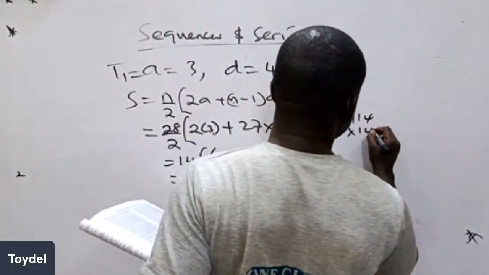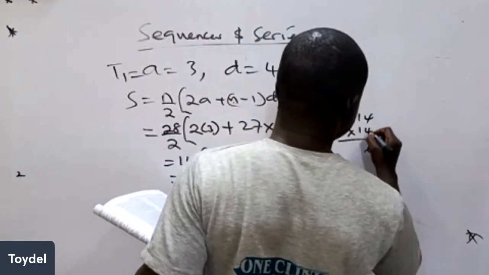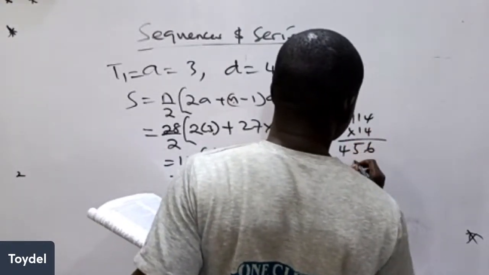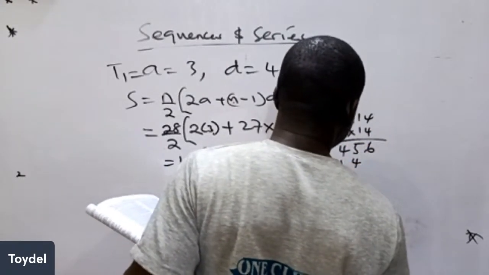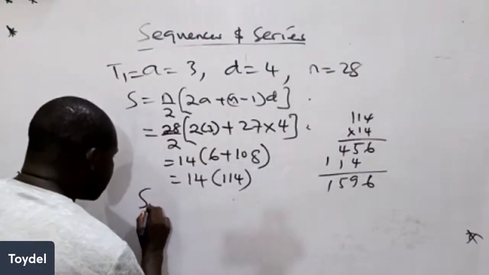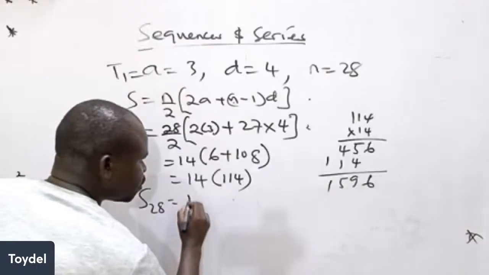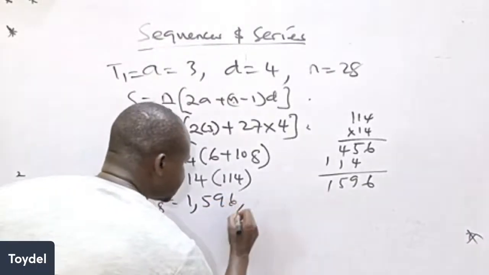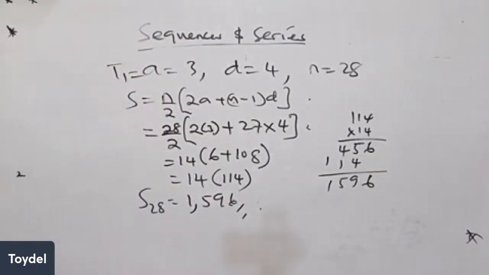114 multiplied by 14. 4 times 4, 16. 5, 4. Here I'm going to get 411. That will be 6951. So the sum of the first 28 will be 1596. That's what you are going to get in that GP and in that AP. And of course, it's a progression.